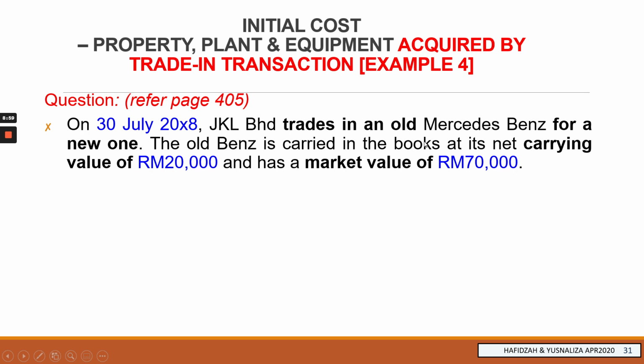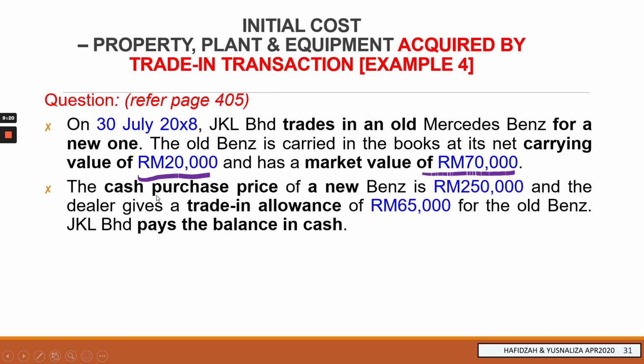It's about JKL trading in an old Mercedes Benz for a new one. The old Benz is carried in the books at its carrying value of 20,000, and the market price of the Benz is slightly higher, which is 70,000. The cash purchase price, if you are to purchase a new Mercedes on that date, is going to be 250,000. So it is of course higher, and the dealer gives a trade-in allowance. The old Mercedes could be traded in for 65,000, and the remaining balance, if they were to get a new one, must be paid in cash. So this is a trade-in.